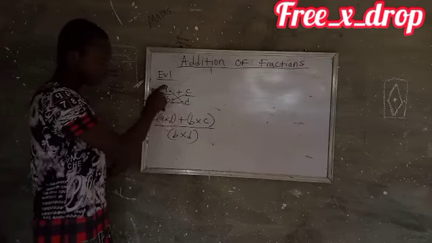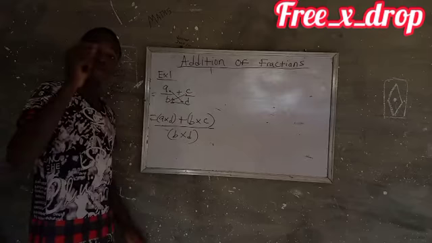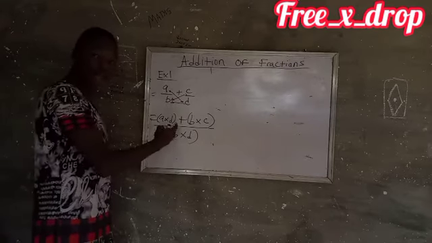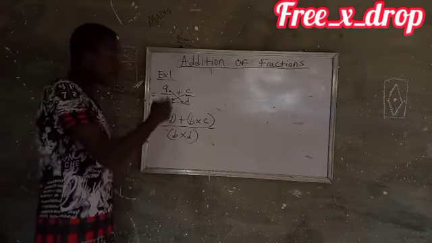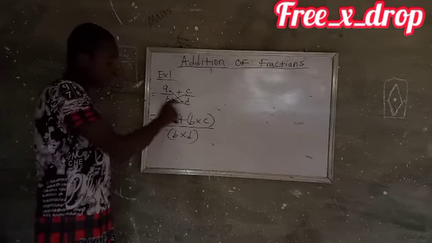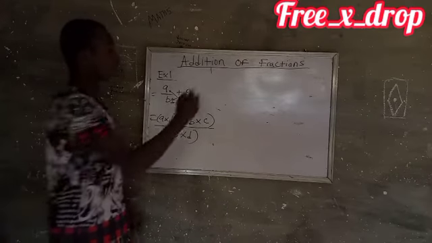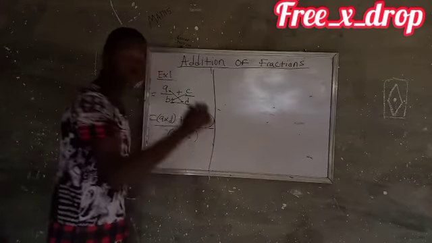A times D plus, because you have plus there. If you have the negative sign, minus, you will put minus. Since you have plus, you put plus. B times C, which is this, then B times D. So I'm going to be showing you that this formula works as we use it to solve exactly the same question.